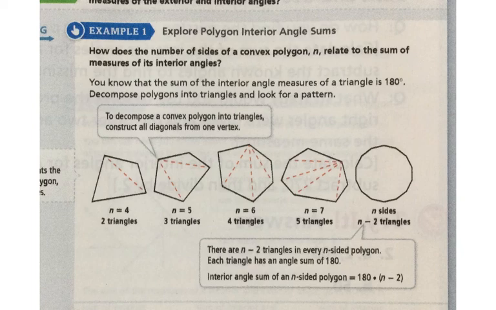So the interior angle sum of a polygon, right here's the formula. So the degrees in a polygon is equal to the number of sides minus 2, right, because that's how many triangles will be formed. And then we multiply this by 180. So the number of sides minus 2 times 180 gives us the interior angle measure of a polygon.